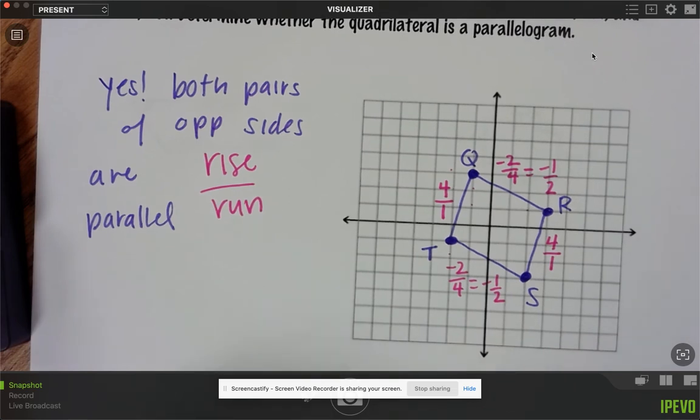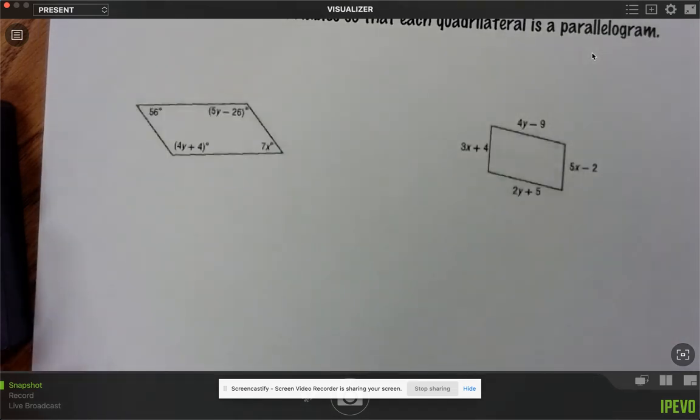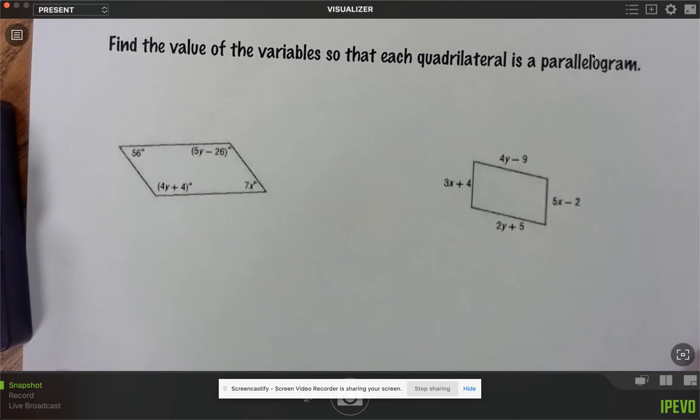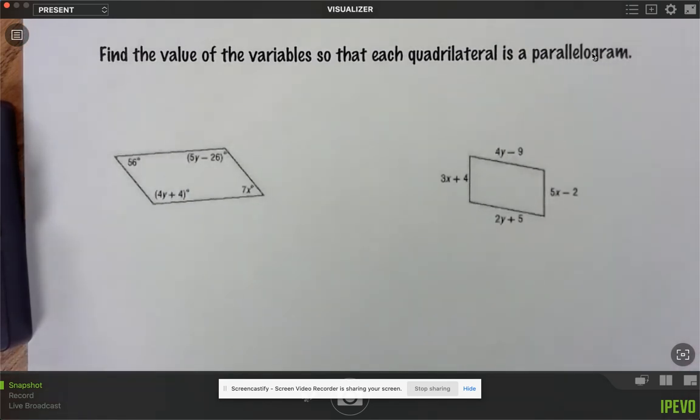Okay, and as always, we got to throw in a little bit of algebra just to make sure we are working on those skills and don't forget about it because it is important. So these ones say find the value of the variable so that each quadrilateral is a parallelogram. So if we look on this first example, we have an X and a Y. Let's just do alphabetical order. Is that okay with you guys? So let's start with X.